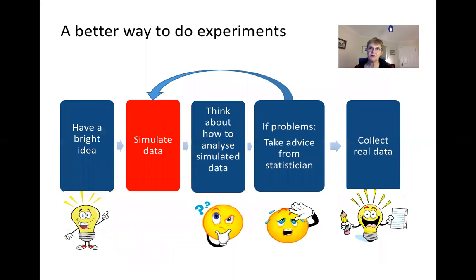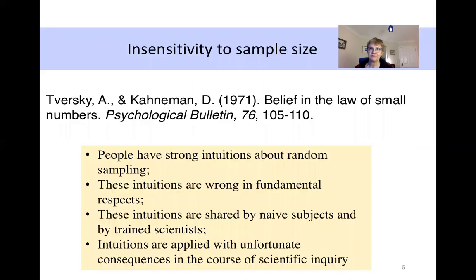But what you can do is do your experiments following this sort of track where you have a bright idea and then you simulate data for the experiment you plan to do, and you think about what the variables are going to look like, and you think about then how to analyze your simulated data. And if at that point it looks as if you've got problems, you can take advice from a statistician before you've actually collected your data and be fairly confident that the analysis you're going to do is likely to show what you want, in the sense of either testing a hypothesis and getting evidence for or against.